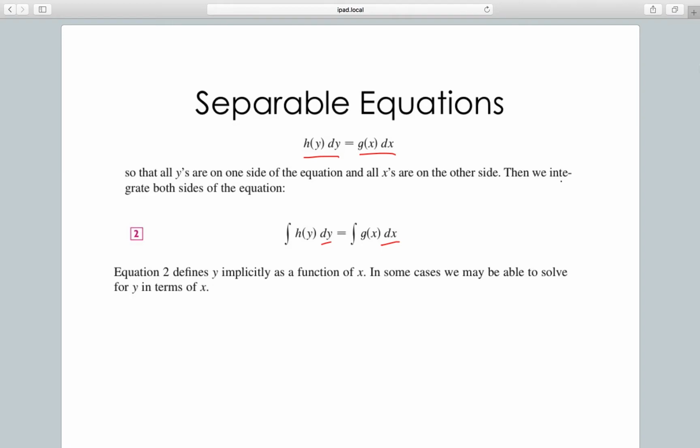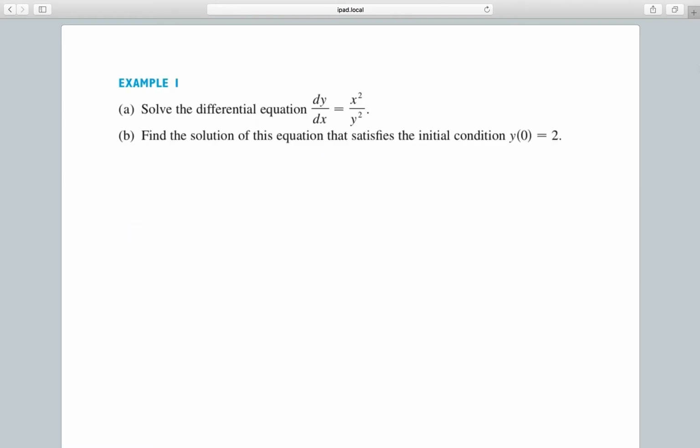And then, in some cases, we may be able to actually solve for y. Remember, y is our unknown function. So let's just go through a couple examples. I think that'll help you best.